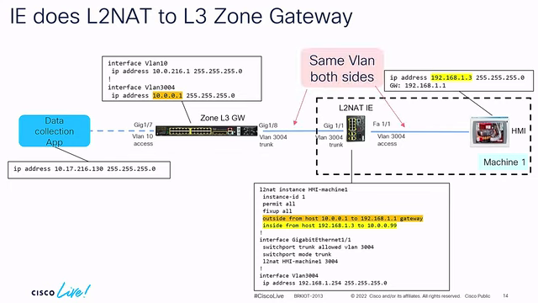So here's the layer 2 NAT part of it, right? I haven't changed VLANs, so it's the same VLAN. I'm making a layer 2 forwarding decision, and I'm going to translate the IP addresses in both directions.